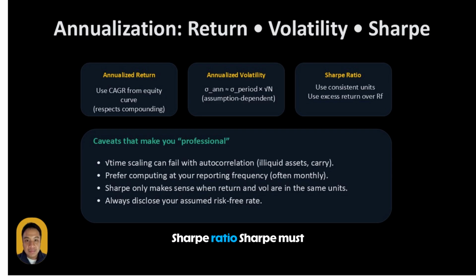Sharpe ratio. Sharpe must use consistent units: annualized excess return divided by annualized volatility, or monthly excess return divided by monthly volatility. Also, Sharpe should be based on excess return over the risk-free rate, especially when comparing bonds and cash-heavy portfolios. Inconsistent annualization is like mixing Celsius and Fahrenheit. You can compute a number, but it has no meaning.